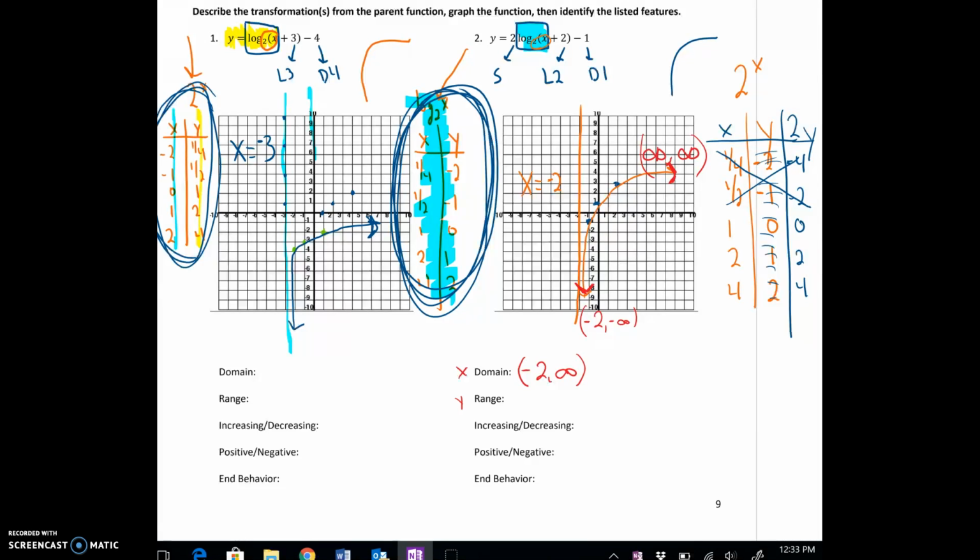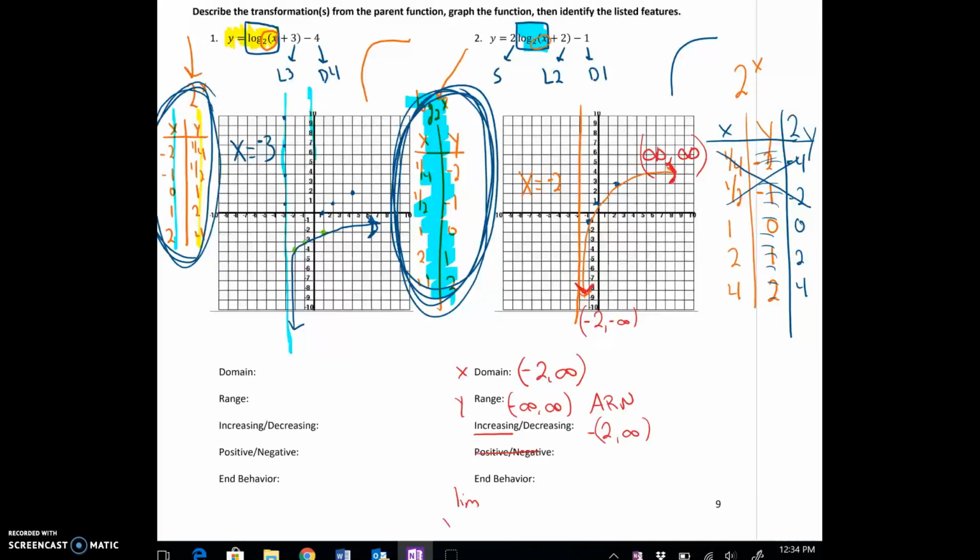My range are my y's. You have two options. That's negative infinity to infinity, or you could just write all real numbers. The shape is increasing as we go left to right, and again I use the x values to describe that, so -2 to infinity. We left out positive and negative, and then we had end behavior.